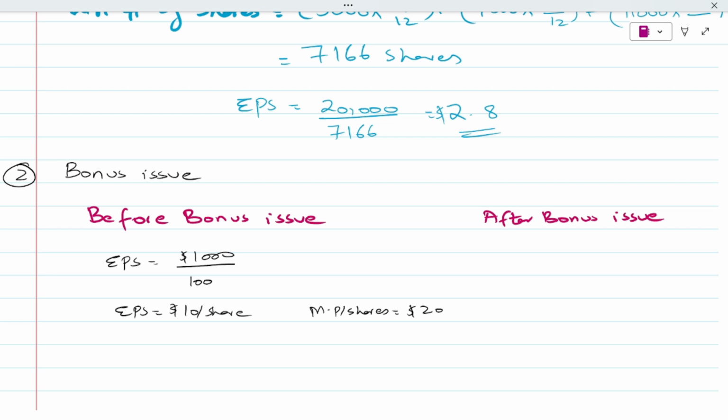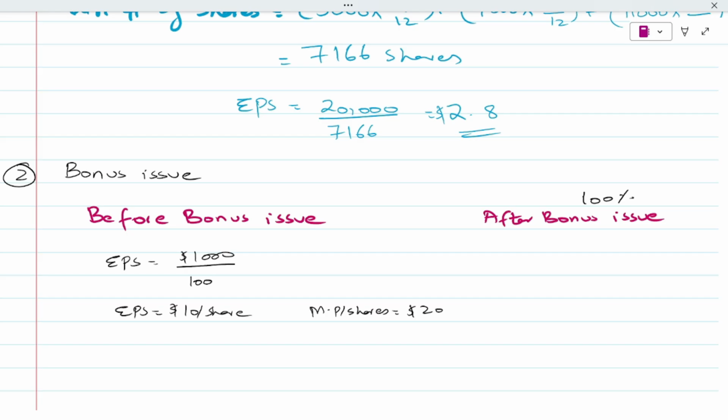Now let's say there was a bonus issue. The company makes a bonus issue, right? And let's say it was 100% bonus issue, which means that for every one share you held, you get one more share, right? So if you have two shares, you're going to get two more shares. Okay, so every one share that you have, you're going to get one more. So that's 100% bonus issue.